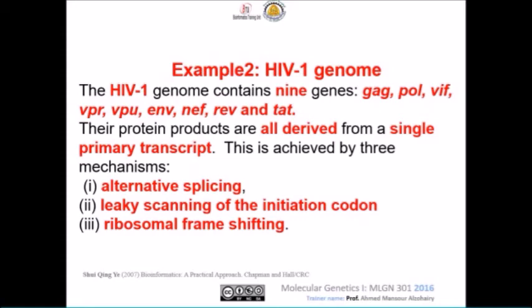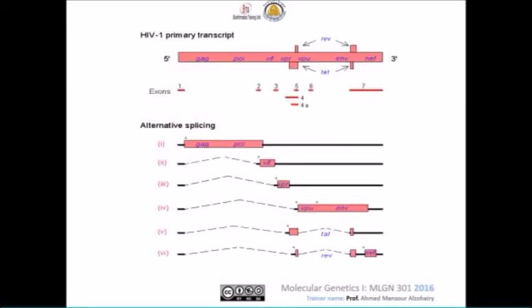And of course, this happens because of three different mechanisms. One of them is alternative splicing. The other two we'll talk about later, but today we'll talk about alternative splicing. The other two are leaky scanning of the initiation codon and ribosomal frameshifting. But one of them is alternative splicing, which is very important for having nine genes and nine proteins produced from a single primary transcript.